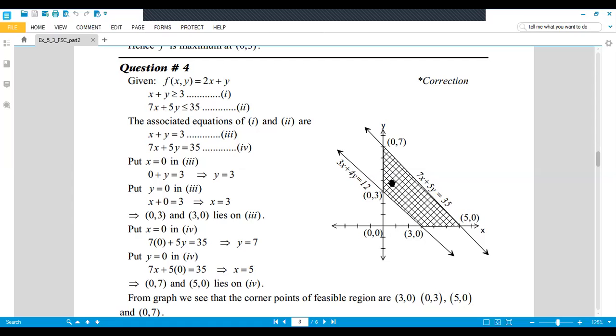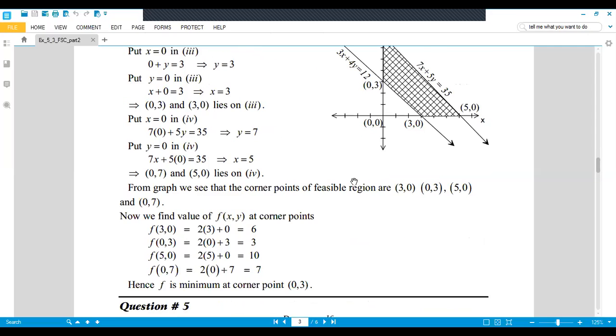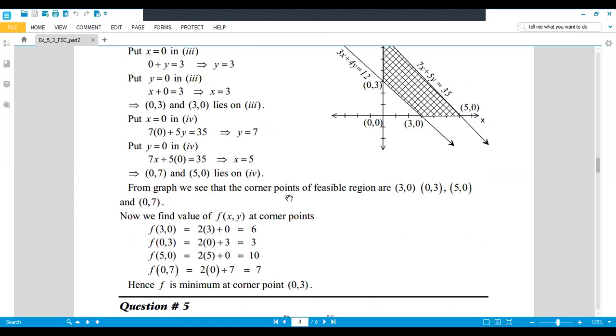So this is the feasible region, and the corner points are (0, 3), (3, 0), (5, 0) and (0, 7). Now these points, one by one, we will put in the function equation f(x, y) = 2x + y. When we put them in, we get 6, 3, 10 and 7. You know that 3 is the smallest number, so we get it from (0, 3). Hence the function is minimum at corner point (0, 3).